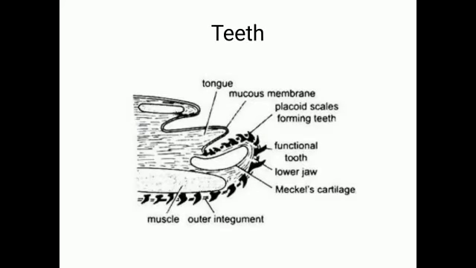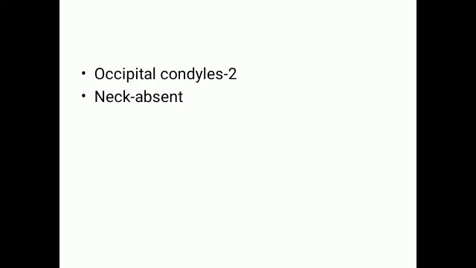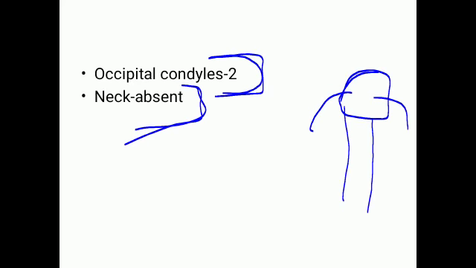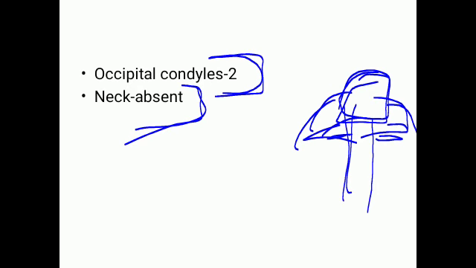And there are two occipital condyles. Neck is absent. The occipital condyle is the structure present at the posterior and lower portion of the skull, at the base of the skull, and it articulates with the first vertebra. The first vertebra articulates with these condyles.